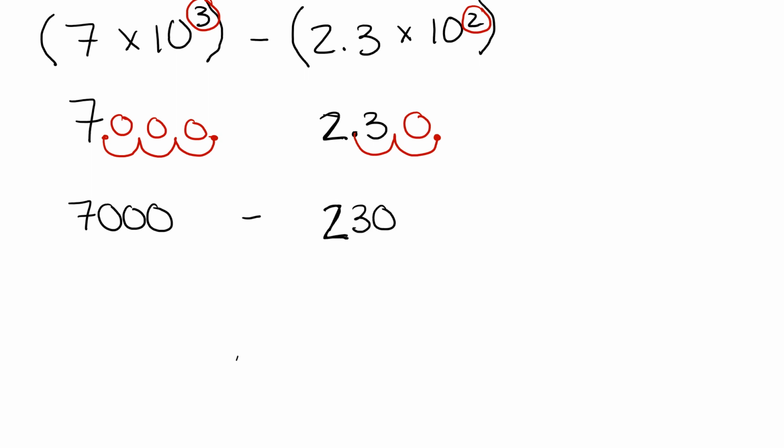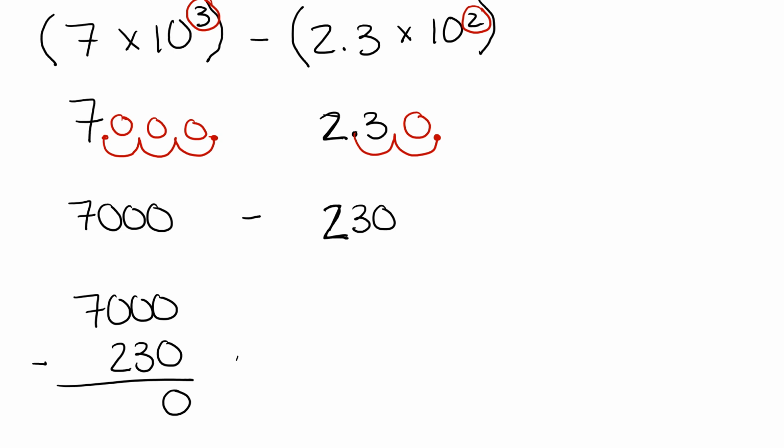Those are the two numbers that we're going to subtract. The 7,000 goes on top, minus the 230. Notice we line up our zeros over on that right-hand side. 0 minus 0 is 0. We can't do 0 minus 3. It's not possible, so we'd have to borrow. We can't borrow from the 0, so we have to borrow all the way from the 6.